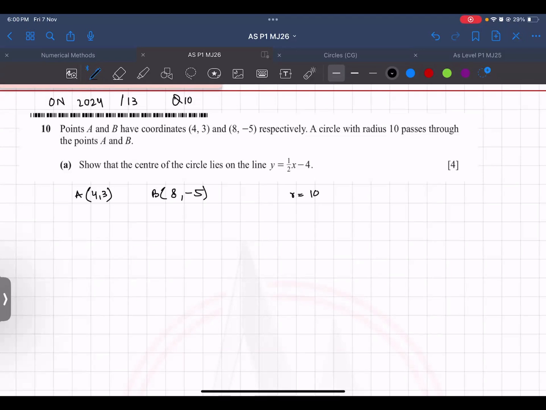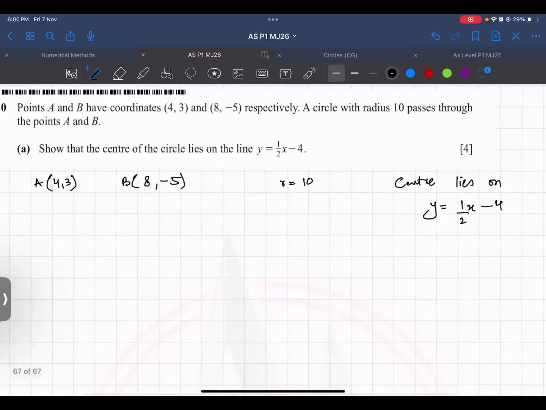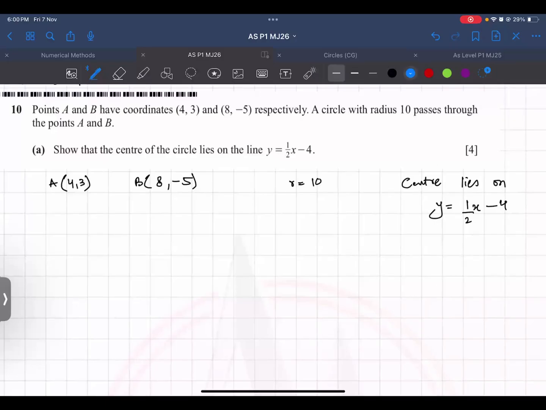Show that the center of the circle lies on the line y equals half x minus 4. Okay, look, this is an interesting question. So, okay. The equation is what?